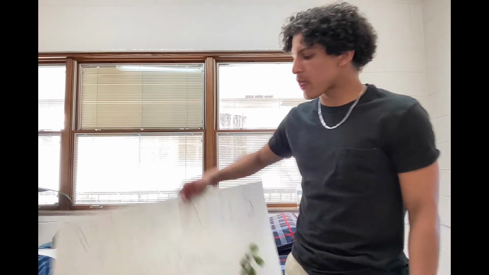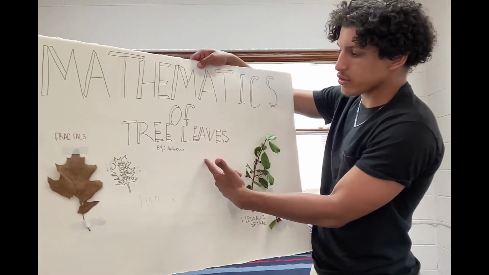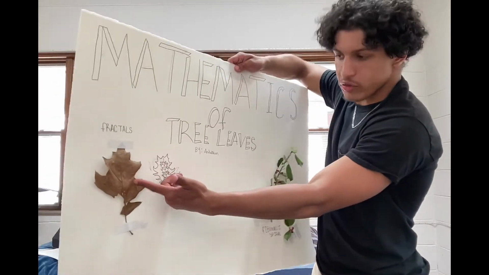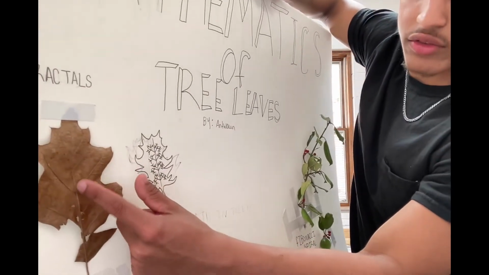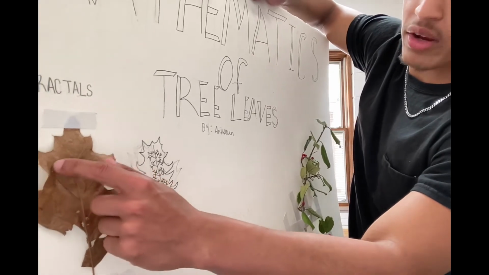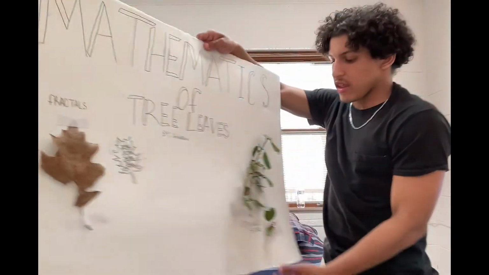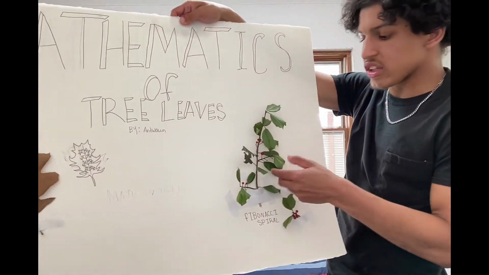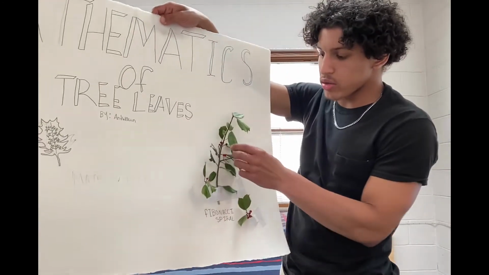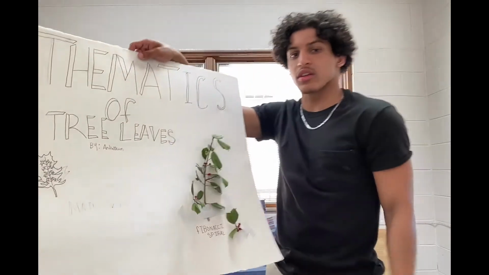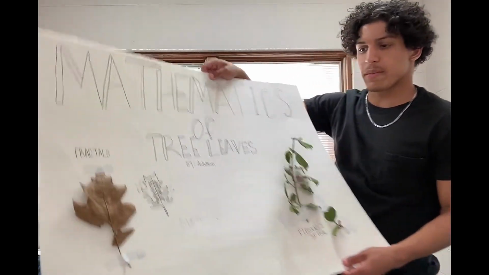So for my artifact, I have right here the mathematics of tree leaves. I have a leaf that's fallen off of a tree. As you can see, or hopefully see, the fractals in the leaf, the little stems that break off in the patterns. And I've drawn a leaf with the fractals. And then over here, I have leaves on a tree branch, where you can see the Fibonacci spiral that's related to the mathematics in tree leaves. And so this is my project, or my artifact.